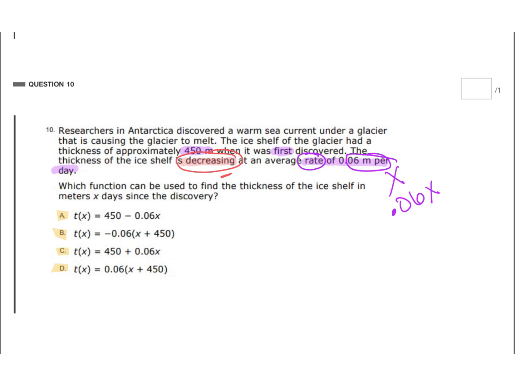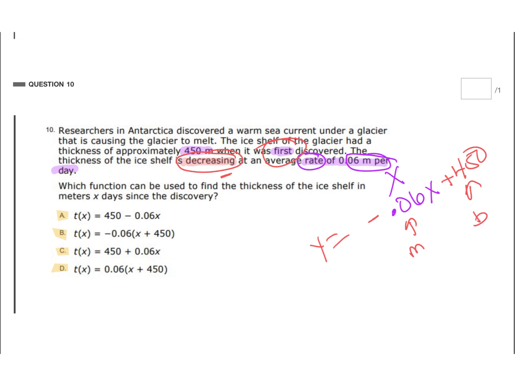Okay. What else do I notice about my slope? Well, my slope is negative because it told me that the ice shelf is decreasing. Okay. I need one more thing. I need my y-intercept. Well, the problem went on to tell me that it had 450 meters when it was first discovered. Well, that's my beginning. Okay, so that would be plus my 450. Okay, so there's my slope-intercept form. Y equals mx plus b. There is my b.